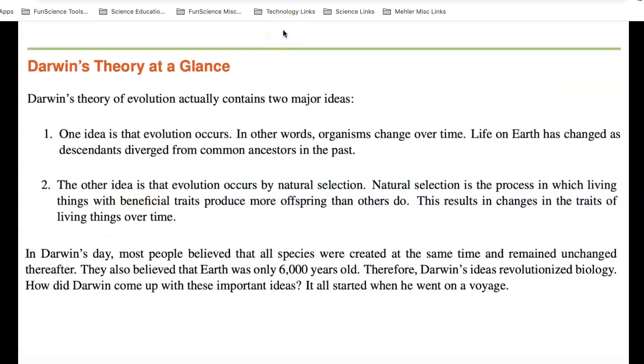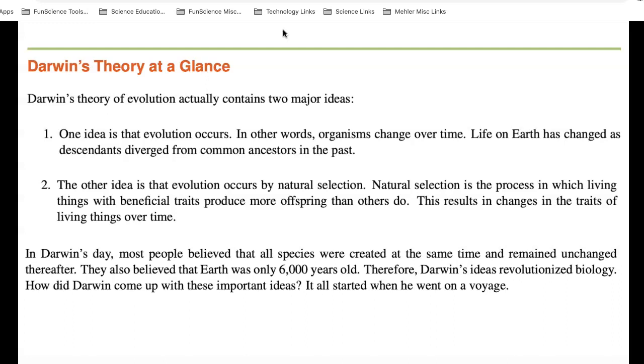Darwin's theory of evolution really had two major ideas in it. One is that evolution occurred. In other words, organisms change over time. Now that might seem obvious to us because we see the flu virus changing every year, and we can see other smaller animals like bacteria changing. But in Darwin's time, most people thought that once a life form was created, it never changed. So that was a big idea.